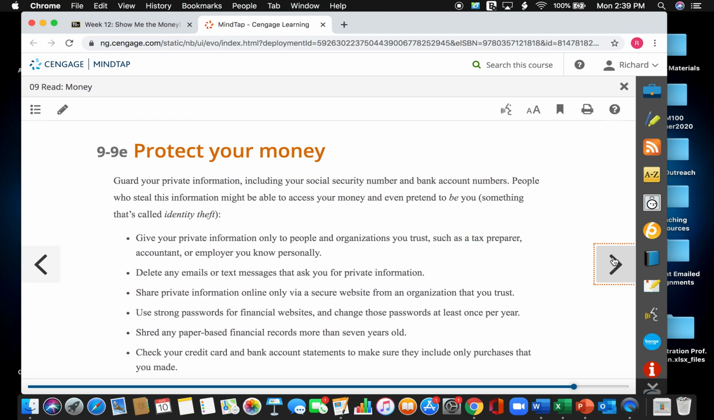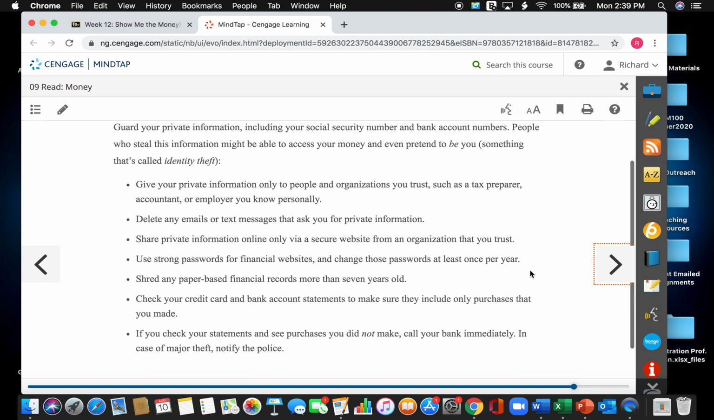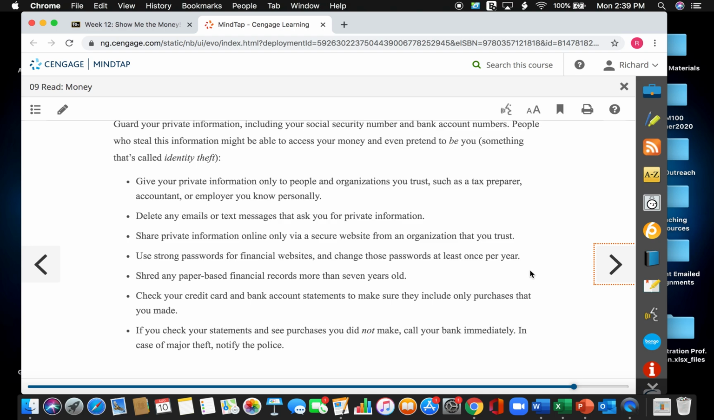So protect your money. Guard your private information, including your social security number and bank account numbers. People who steal this information might be able to access your money and even pretend to be you, which is called identity theft. So give your private information only to people and organizations you trust, such as a taxpayer, accountant, or employer you know personally.